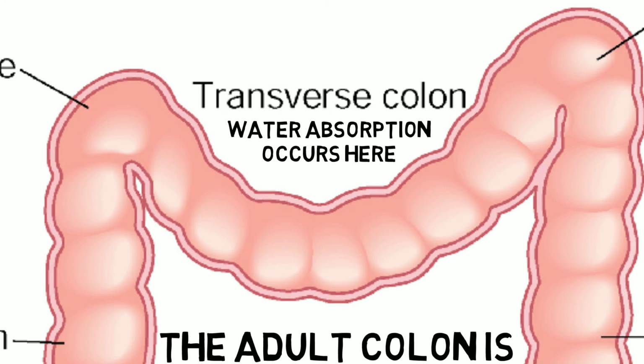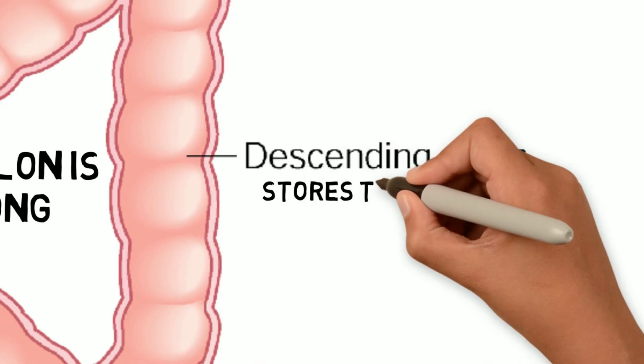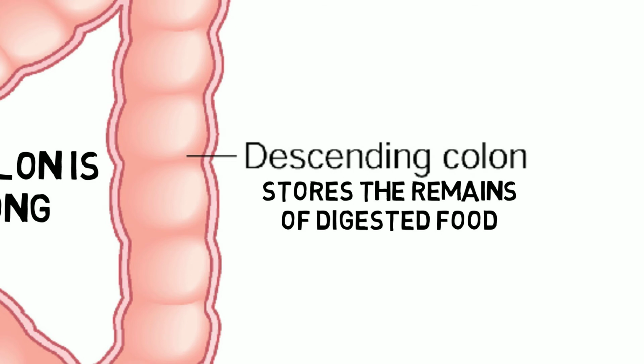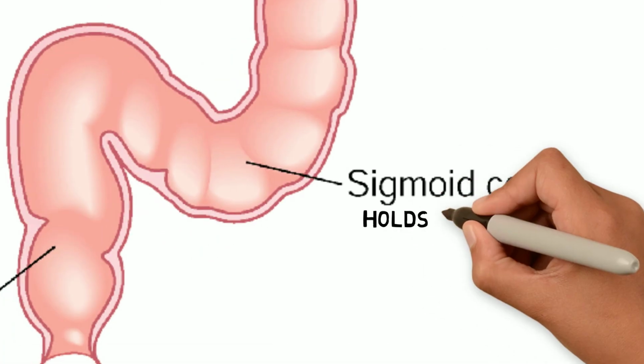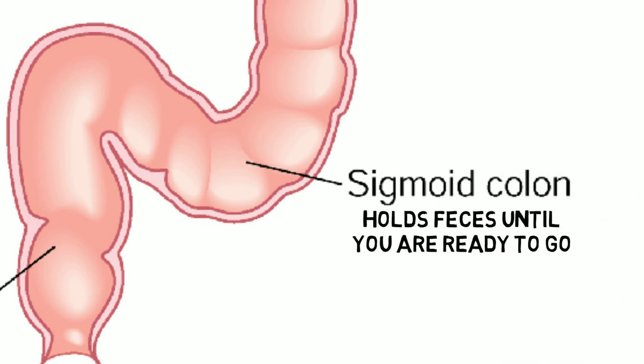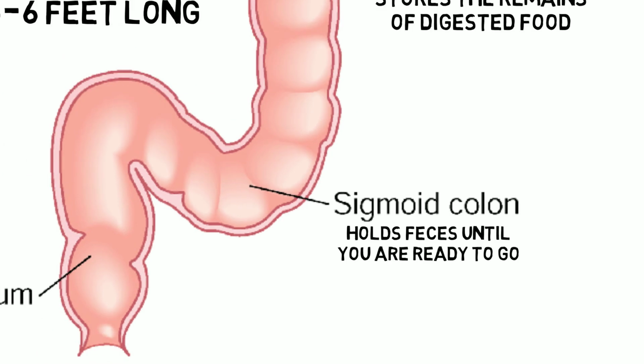Water absorption occurs here. Descending colon, that sits between the transverse and sigmoid colon. It stores the remains of digested food that will be emptied into the rectum. Sigmoid colon, that's the last section of the colon that attaches to the rectum. It holds the feces until you are ready to go to the bathroom.